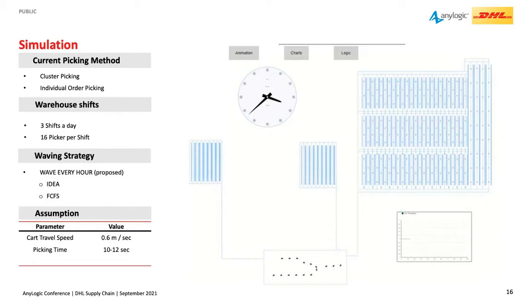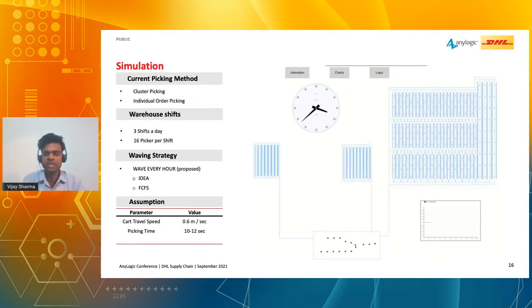In the warehouse, the current order picking methods are cluster picking and individual order picking. The warehouse operates 3 shifts per day, and in each shift we have 16 pickers. In the proposed solution, we wave every hour. Waving here means the process of releasing the orders so that they can be grouped and picked. Waving every hour means we will wait 1 hour to accumulate all the orders from the customers, and after 1 hour, we will see the number of orders and group them for picking.